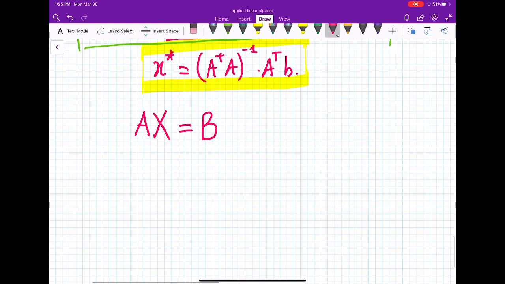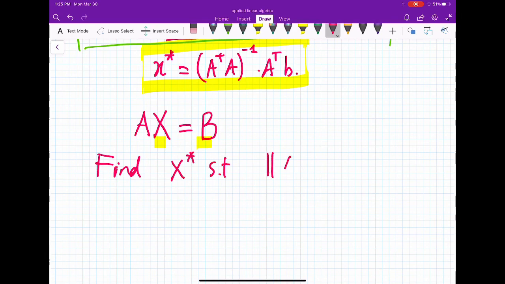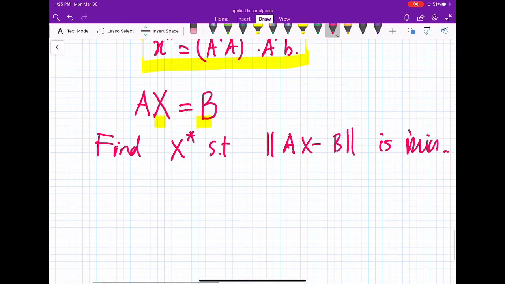And now we have more than one column in X and B. So how to find a matrix X star such that the norm of AX minus B is minimum? That is our problem. Okay, you know, this problem is a very minor modification of the previous one. Let me show you that.